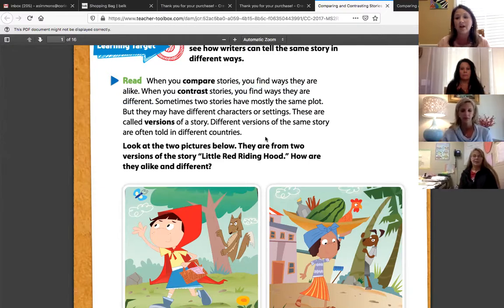Sometimes your stories are going to have the same plot. That means the same kind of backstory, what's really going on there. And then some stories may have different characters or different settings going on. And those would be called the versions of the story.